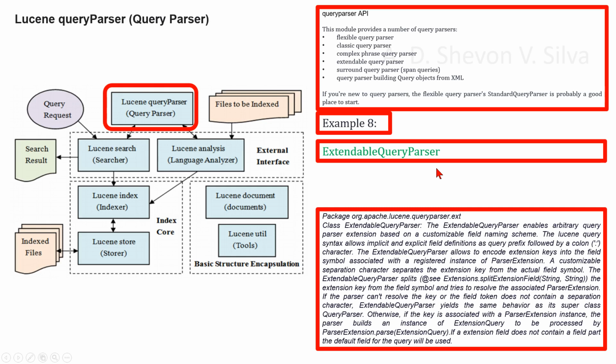If the parser can't resolve the key, or the field token does not contain the separation character, the extensible query parser will yield the same behavior as the superclass query parser. Otherwise, if the key is associated with a parse extension instance, the parser builds an instance of extension query to be processed by the parse extension. If the extension field does not contain the field part, the default field for the query will be used.